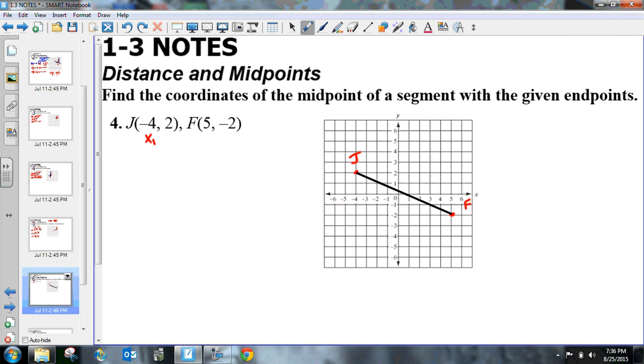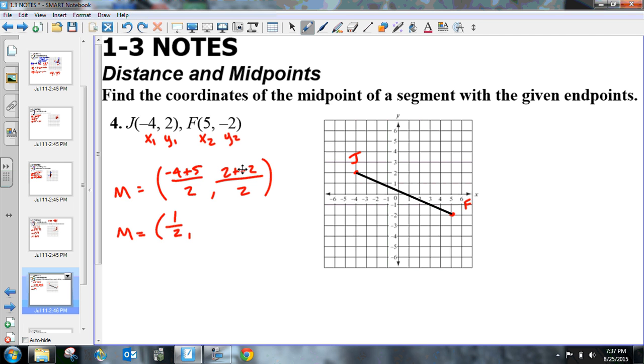Okay, I'm going to call this x1, y1, x2, y2, and I'm going to get that my midpoint M is equal to... okay, what do we got? (-4 + 5) over 2, and then (2 + -2) over 2. All right, so my x value is -4 plus 5, that's 1 half, and this is 0 halves.